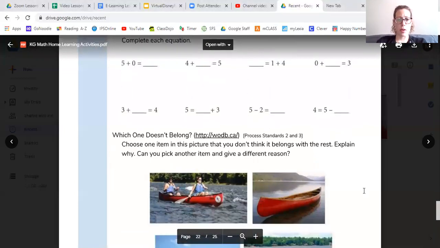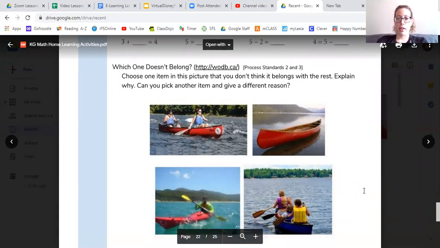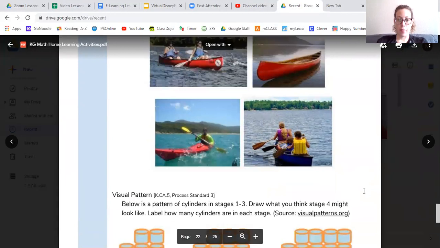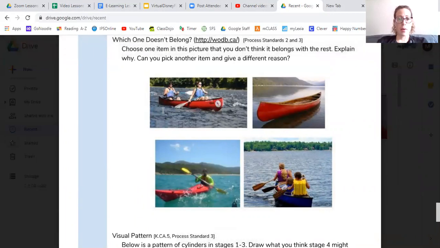So it says, which one doesn't belong? Choose one item in this picture that you don't think belongs with the rest. Explain why. Can you pick a different item and give a different reason? All right. So here's our pictures. And I want you to look at them.